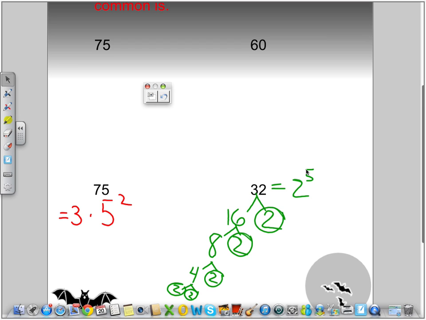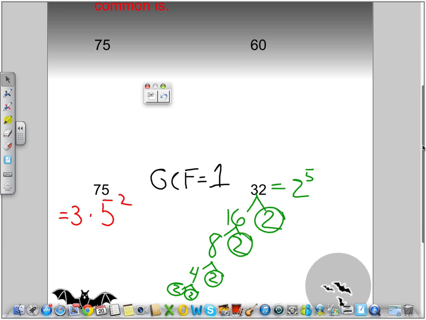So when I look to see what these two have in common, 75 is 3 times 5 squared, 32 is 2 to the 5th, so they actually don't have anything in common. So what would you write? You would write 1, because 1 goes into both of these numbers. The GCF in this case is 1. So neither one of these numbers is prime. They have a bunch of factors. They just don't happen to have any in common.